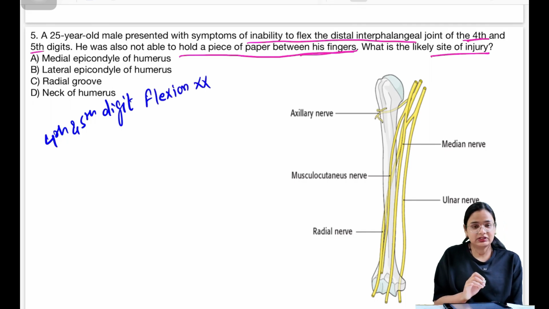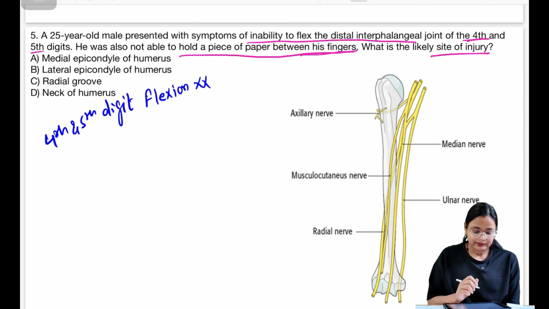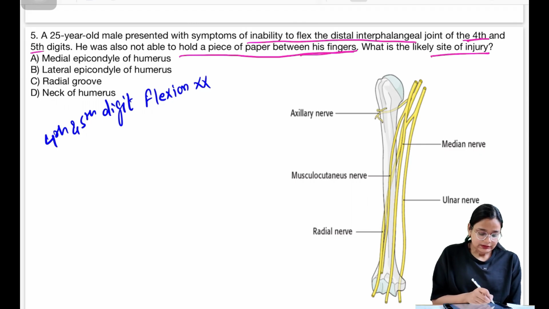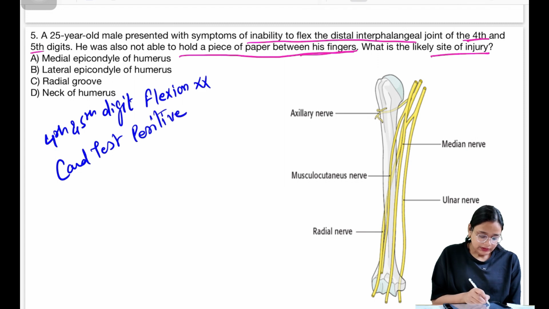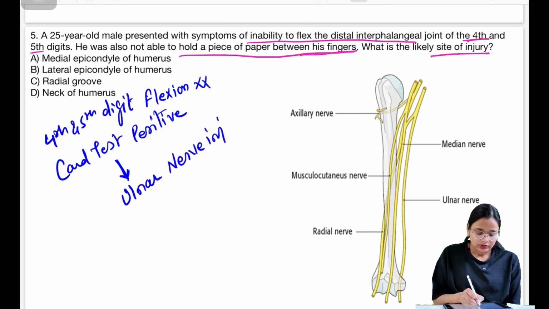They have given us the 4th and 5th digit, where flexion is not proper, meaning he is not able to flex them. Then he is not able to hold a piece of paper between his fingers, meaning the card test is positive. Both of these indicate that the injured nerve here is the ulnar nerve. So the ulnar nerve is injured here.